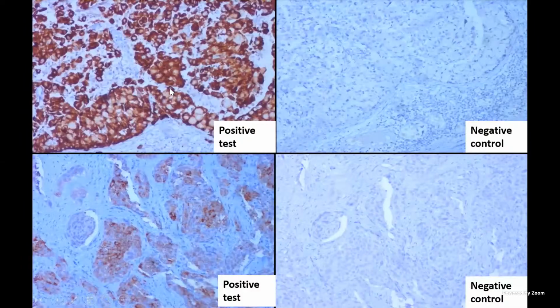In the immunohistochemistry, this is showing us a positive test, showing a strong intensity in the upper slide, while the lower slide is showing a moderate intensity. Both are positive, but we have to take a positive and a negative control.